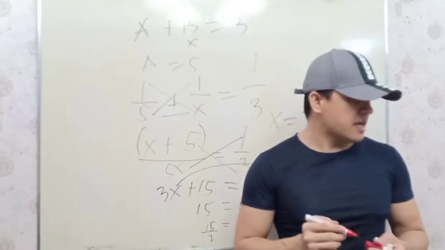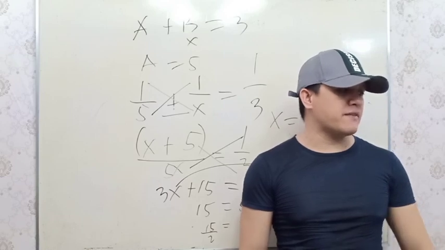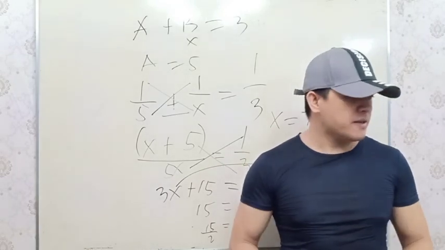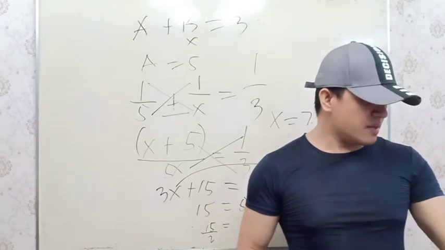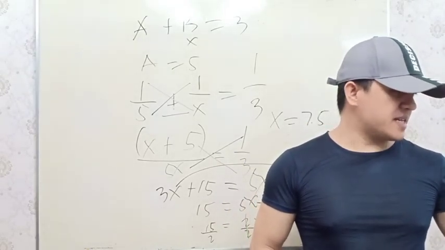Okay, the choices: 3 1/3 hours, 2 1/3 hours, 3 hours, letter C, and letter D, 7½ hours. And that's letter D, okay? There you go. Next one.